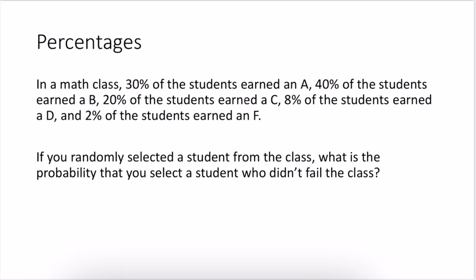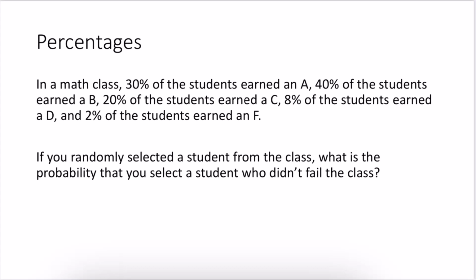So this is a similar example to what we did in the last video. So we have a math class where 30% of the students earned an A, 40% earned a B, 20% earned a C, 8% earned a D, and 2% earned an F. If we randomly selected a student from the class and we wanted to find the probability that you select a student who didn't fail the class, this would be the same answer as what we found in the last video when we were trying to find the probability that you select a student who passed the class, because finding a student who didn't fail the class versus someone who passed the class is the same thing.